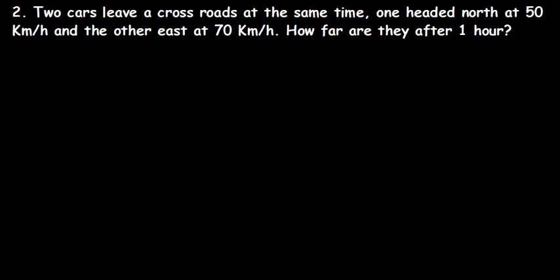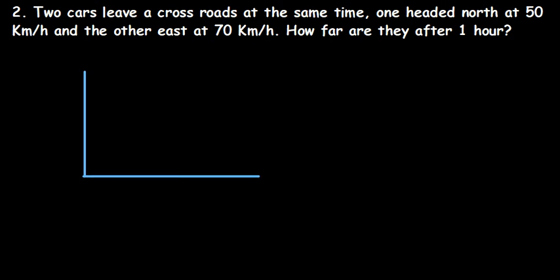So I have question 2, which is saying two cars leave a crossroad at the same time. One is headed north at 50 kilometers per hour and the other east at 70 kilometers per hour. How far are they after 1 hour? Now, let's first understand the question. We have two cars. Another one is going toward north, and another one going toward east, like that.